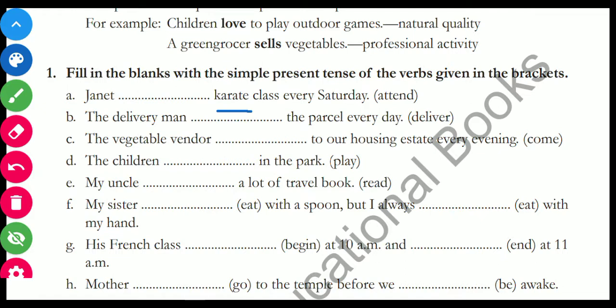Take third one. The vegetable vendor dash to a housing estate every evening. Every evening. Okay, come. So what is the rule? Subject plus verb with s or es form. So yes, it would be comes. Okay, this is how you have to solve this exercise. Rest to be done by you.